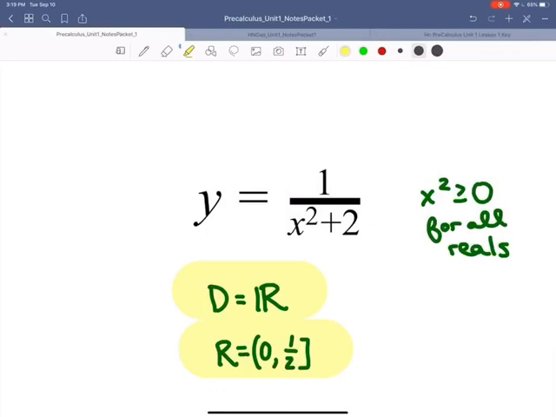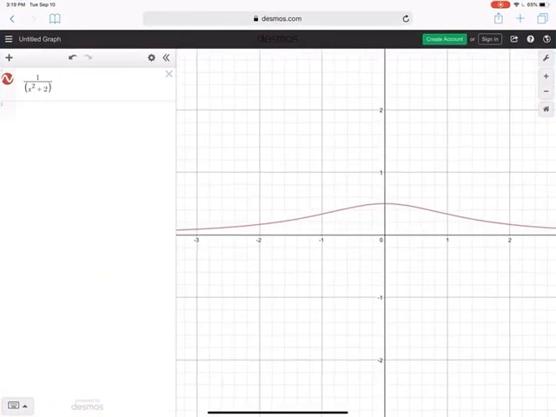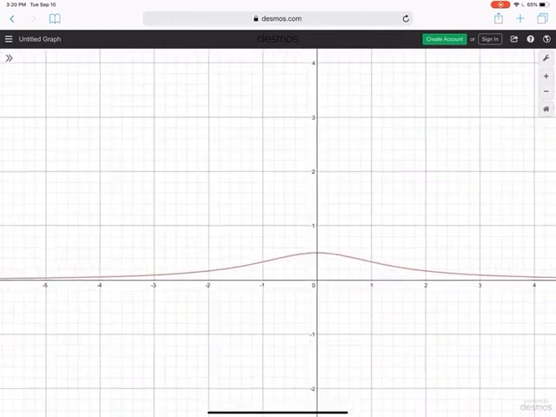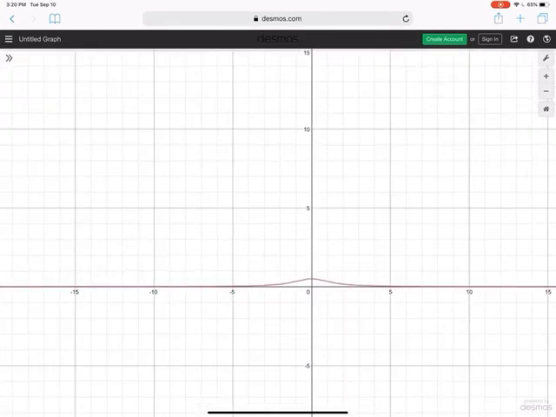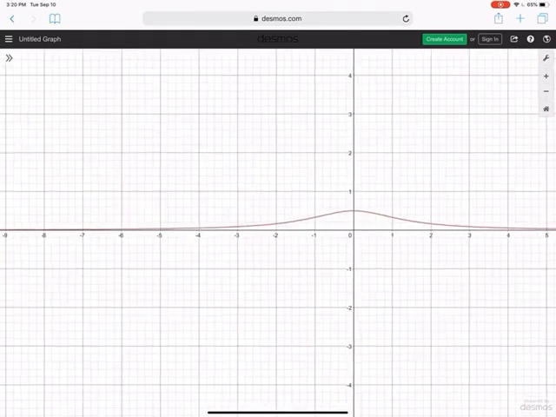Let's just quickly look at a graph of this function. The graph of the function looks like this. Here's the maximum, and then we can see in either direction, as we plug in larger and larger values for x, we get closer and closer to 0, but we never reach 0.